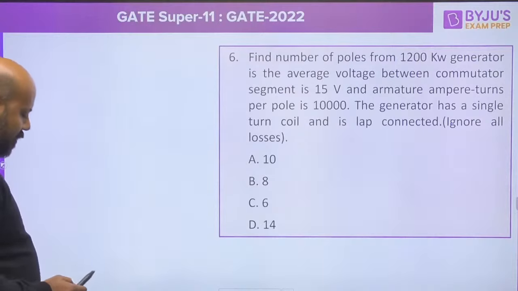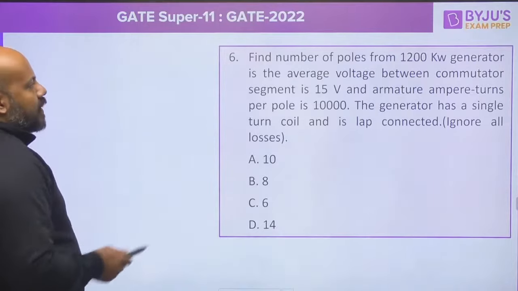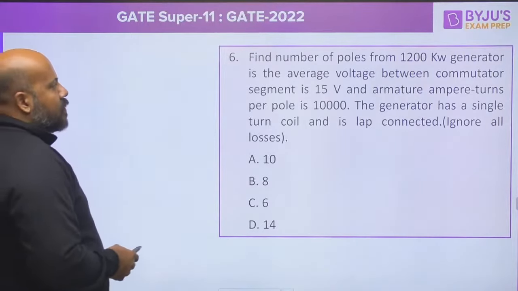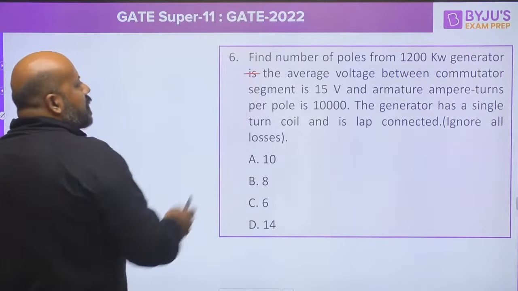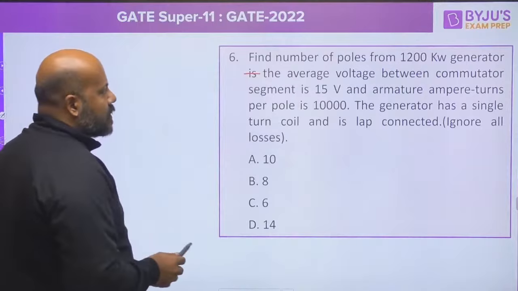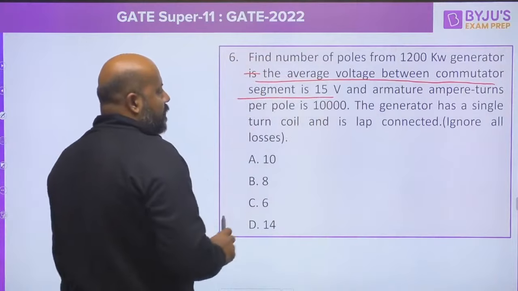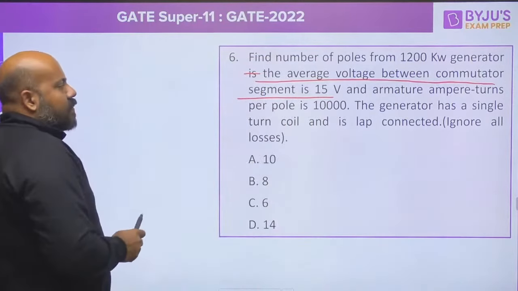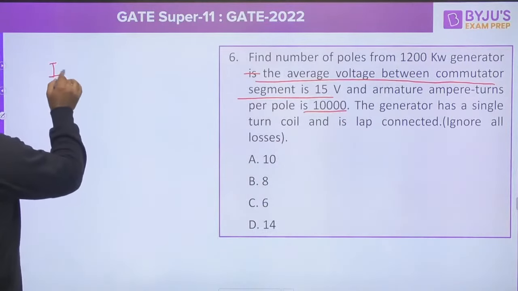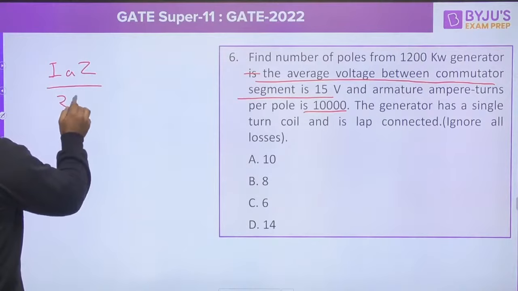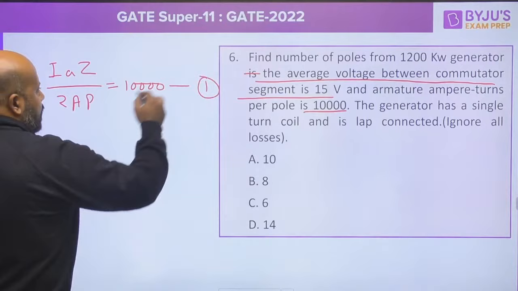Let us see the next question. This is the last question from DC, then we will go for induction. He is saying find the number of poles for a 1200 kilowatt generator where the average voltage between the commutator segments is 15 volts. Now this statement you have to understand. What is the meaning of this statement? He is saying the armature ampere turns per pole is 10,000. So this you can directly write IAZ upon 2AP. This is given as 10,000. This is equation number 1.